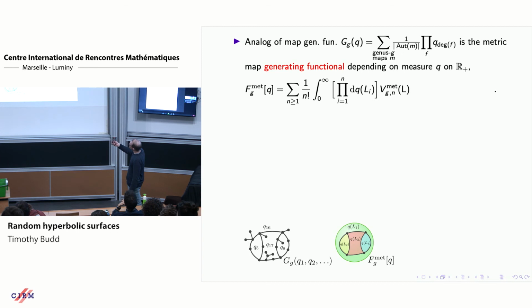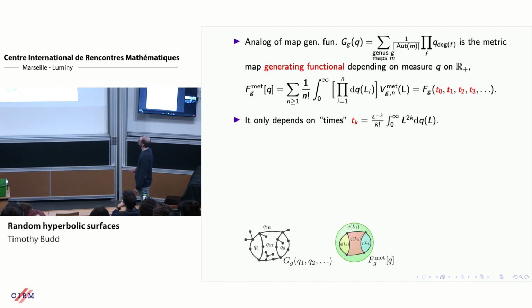And indeed, this generating functional, you can actually obtain it from the generating functional of maps by taking some limit, where, say, the number of edges in your map tends to infinity. You chop away all the trees on these surfaces, and you get something that looks like a metric map.